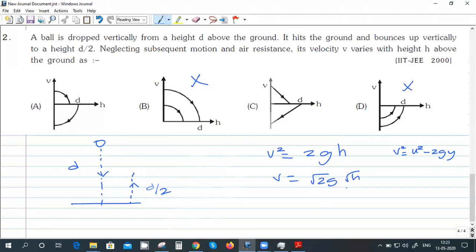Velocity goes as the square root of the distance. Here h could be a variable distance, not the final height. Initially the velocity is increasing. This is the first part of the motion, we call it part one, and this is part two after bouncing. In the first part the velocity is negative because the upward direction is positive.